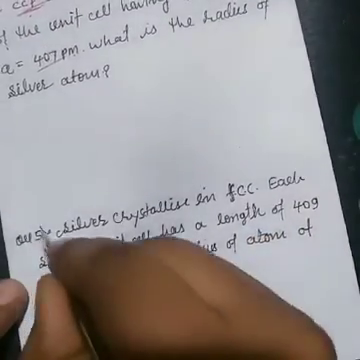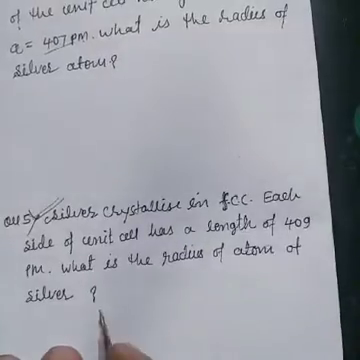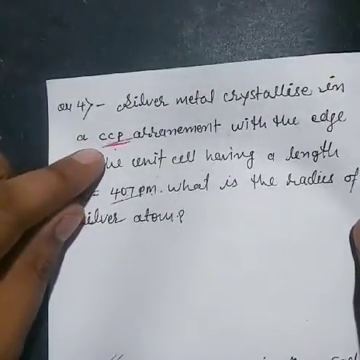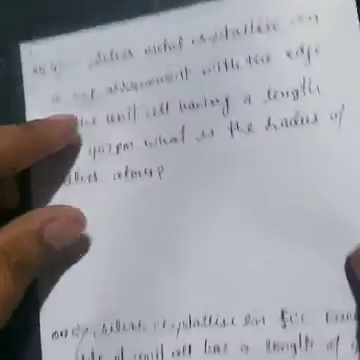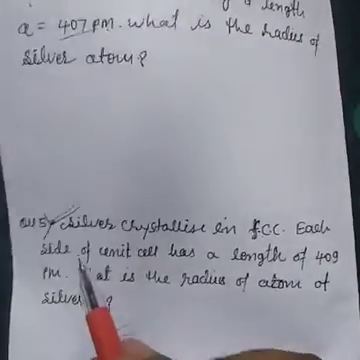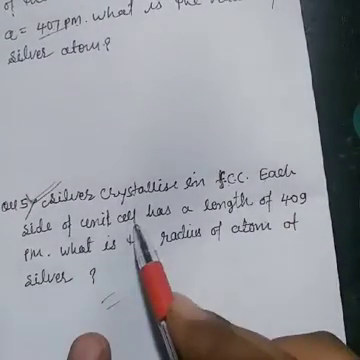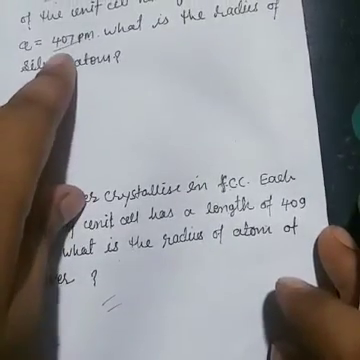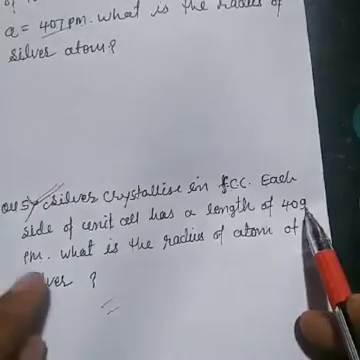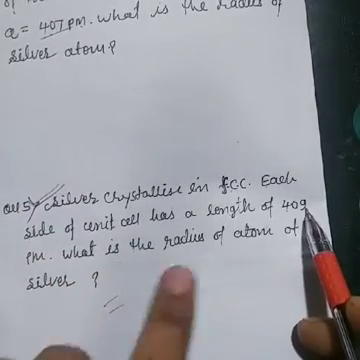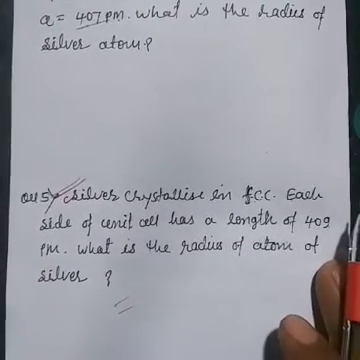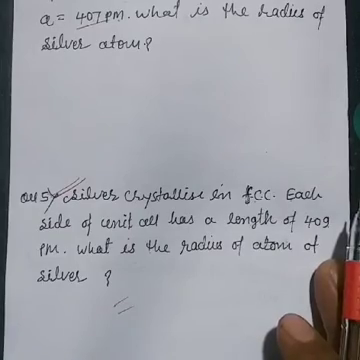Now the next question is a test yourself question. See, students, silver crystallizes in FCC, and FCC is also mentioned as CCP. Same question: each side of the unit cell has a length of 409 pm. Now what is the radius of the silver atom? It is a very simple and quite easy question, so you have to do it yourself.